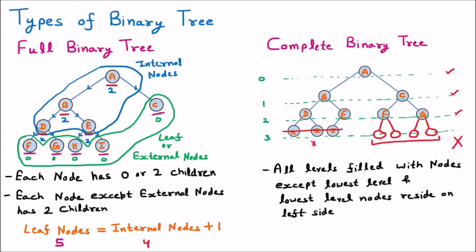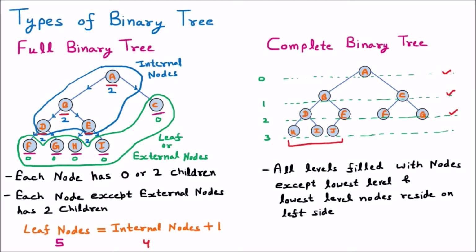So for a complete binary tree, the nodes should be on the left hand side. About this particular diagram, all the levels are filled and on the last level we have the nodes on the left hand side. So this one is a complete binary tree.